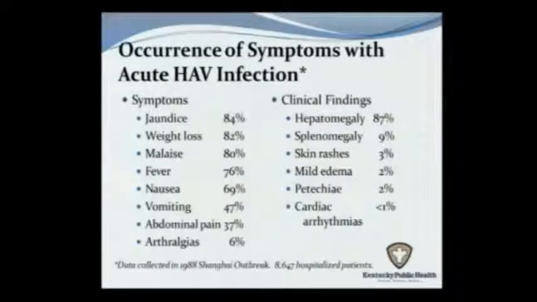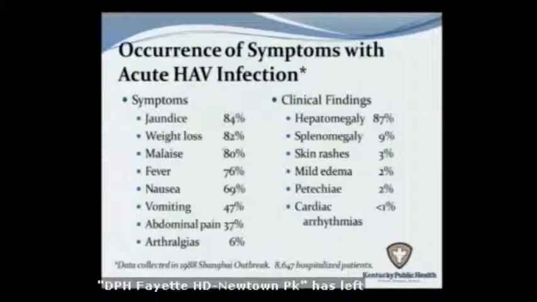In 1988, there was an outbreak of HAV in Shanghai, and it resulted in 8,647 hospitalized patients. And with that outbreak, they found that the symptoms and clinical findings most common among these patients were jaundice, weight loss, malaise, fever, nausea, vomiting, abdominal pain, and arthralgias. And of course, you can see a large portion of them had jaundice, weight loss, malaise, fever, nausea, and a little less than half had vomiting.